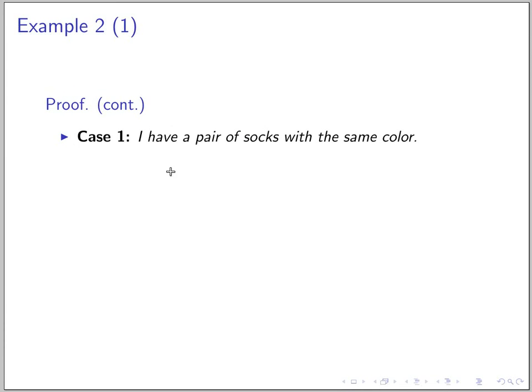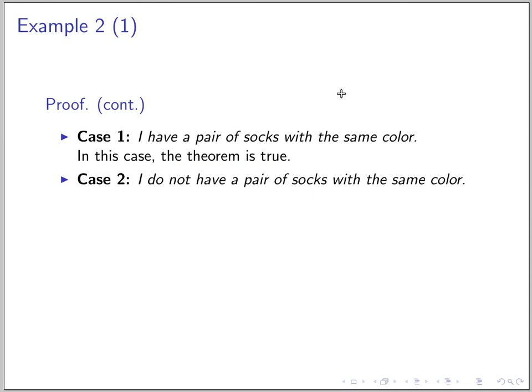Case one: I pick three socks, and I have a pair of socks with the same color. Now, this is what the theorem promised. So that's the final result of the theorem. In this case, by just picking the first three socks, the theorem is true.